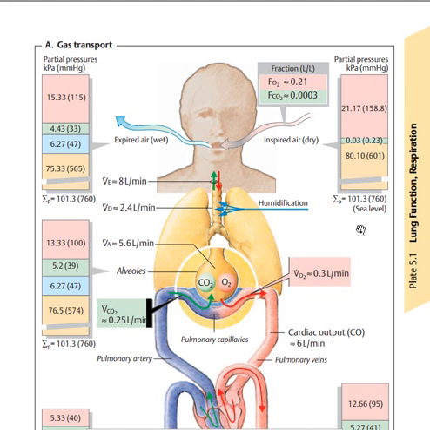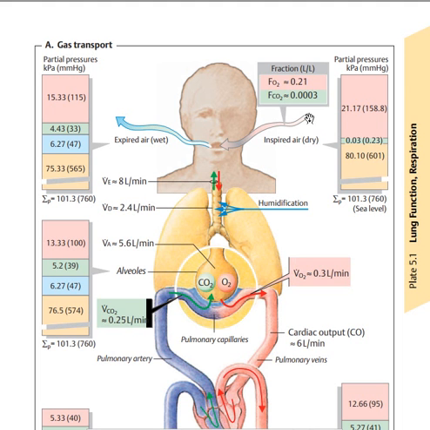kilopascals. That 101.3 kilopascals is going to be divided according to each of the different molecules or atoms present inside the air. We know that air is made up of 21% oxygen, 0.03% carbon dioxide, 79% nitrogen, and 1% noble gases. Each of these percentages is called the molar gas fraction.